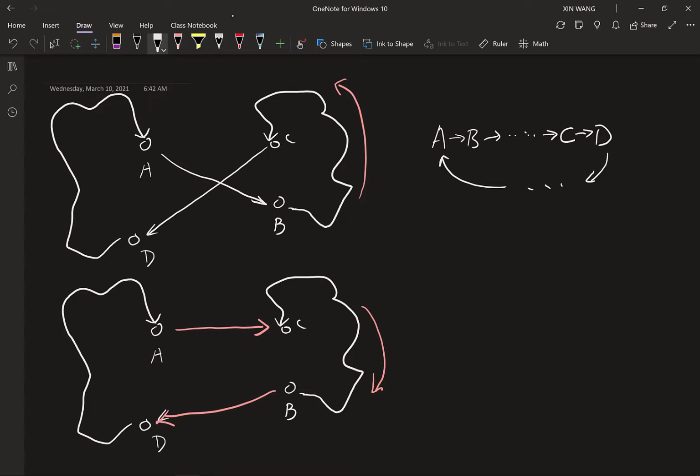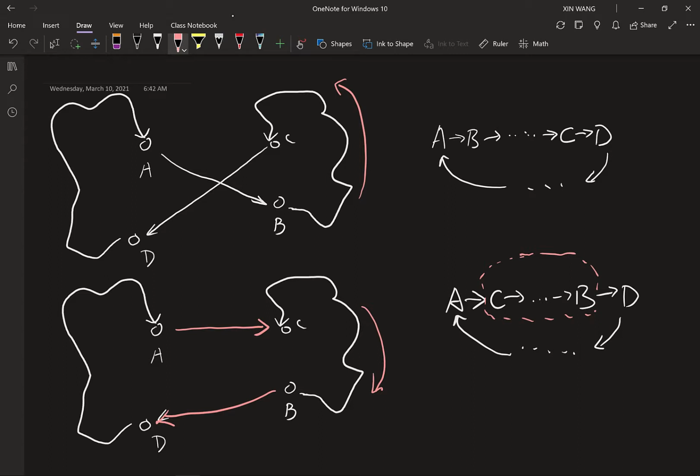So after we change this, we have A to C, and then C to B, B to D, and D to A. Note that from C to B, this is a path that reverses the previous path B to C. For example, if previously we have B, E1, E2, E3 to C, now we will have C to E3, E2, and then E1 to B. So after we remove this crossing, we can definitely reduce the distance.